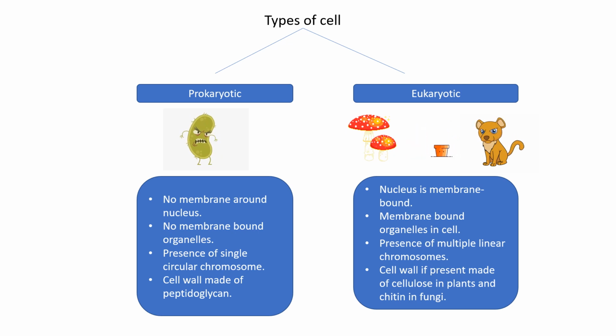Now the main differences between prokaryotic and eukaryotic cells are that prokaryotic cells have no membrane around their nucleus, whereas in eukaryotic cells, the nucleus is membrane bound. In prokaryotic cells, the cell organelles do not have any membrane around them, whereas in eukaryotic cells, they are membrane bound organelles. Prokaryotic cells have a single circular chromosome as their genetic material, whereas eukaryotic cells have multiple linear chromosomes. The cell wall in prokaryotic cells is made up of peptidoglycan, whereas in eukaryotic cells, if a cell wall is present, for example in plants, it is made up of cellulose, whereas in fungi, it is made up of chitin.